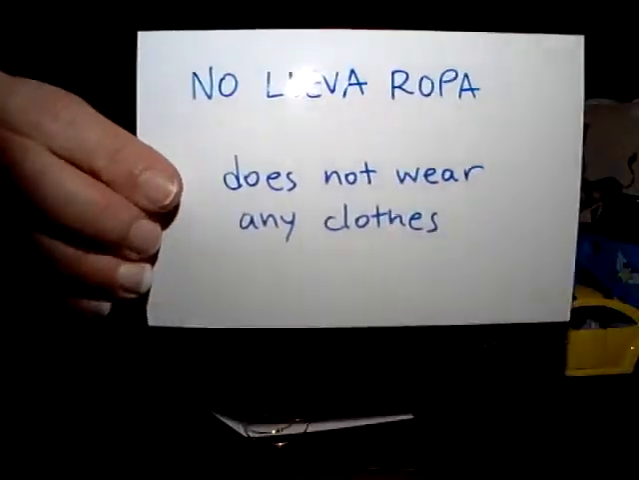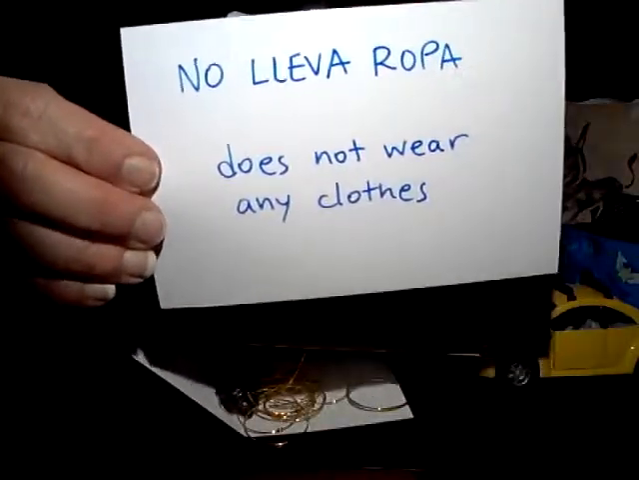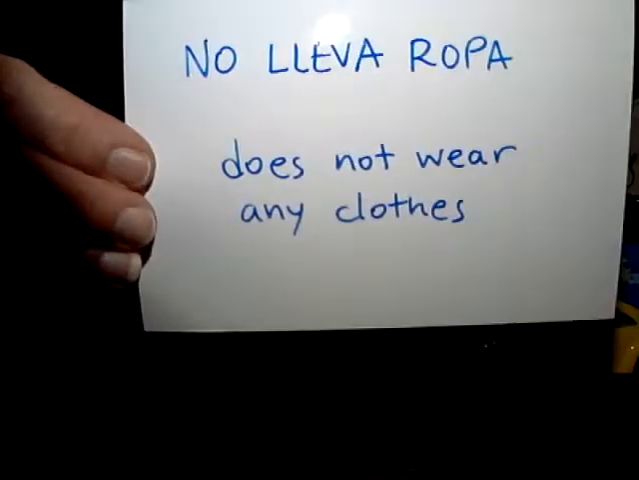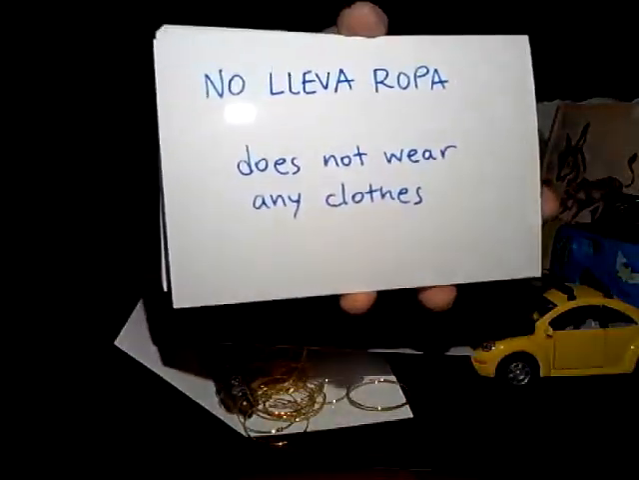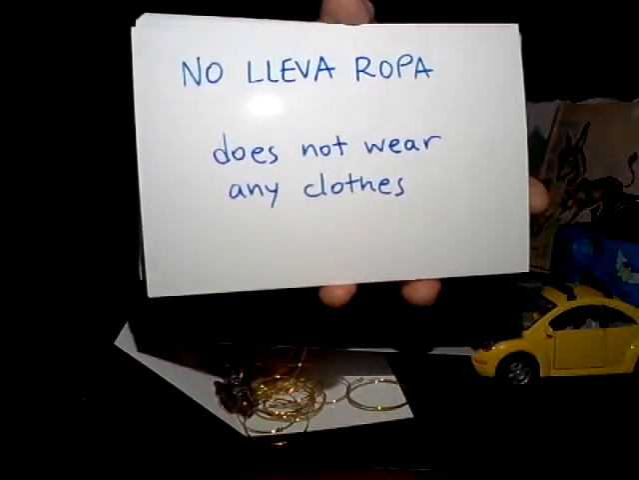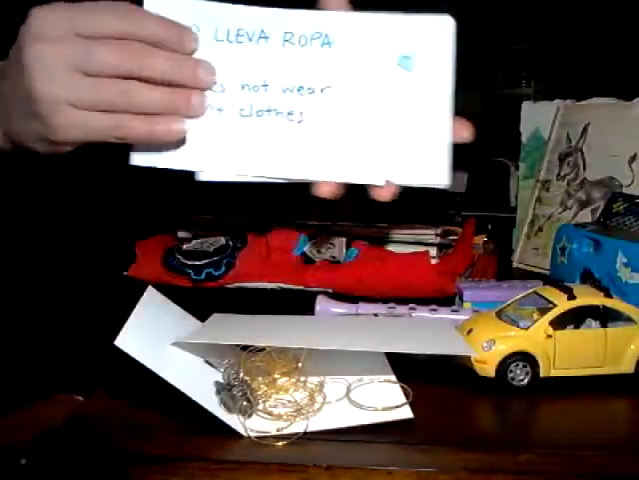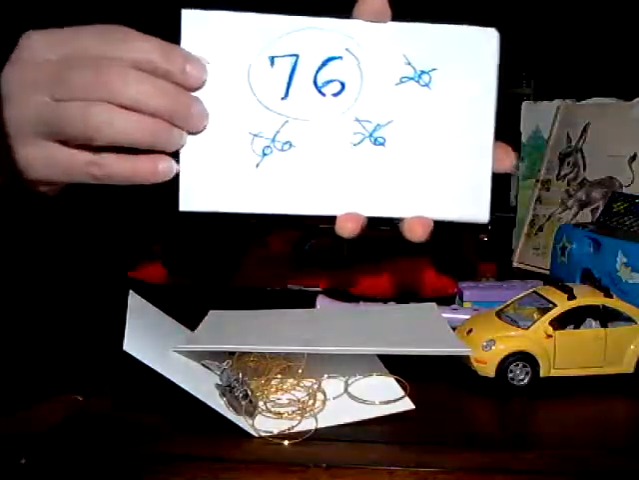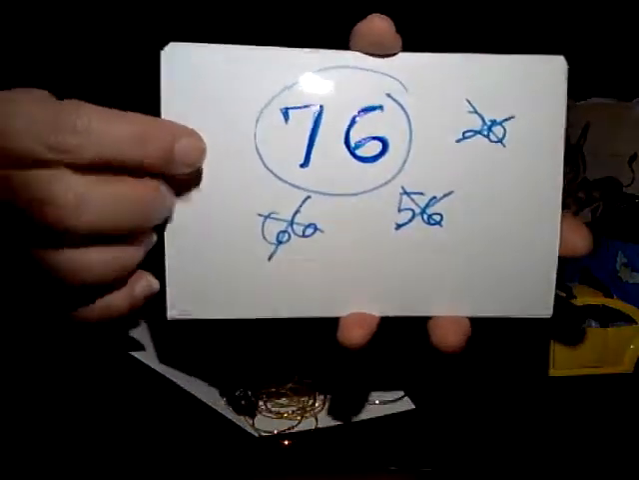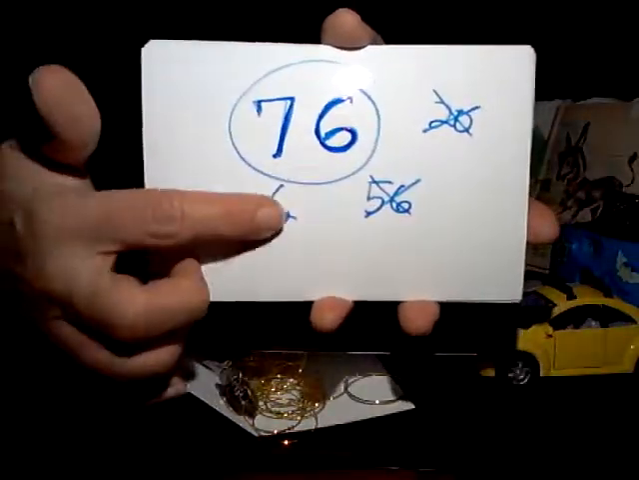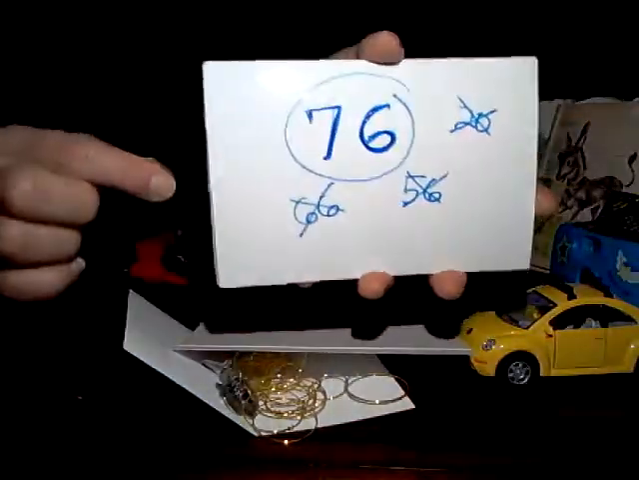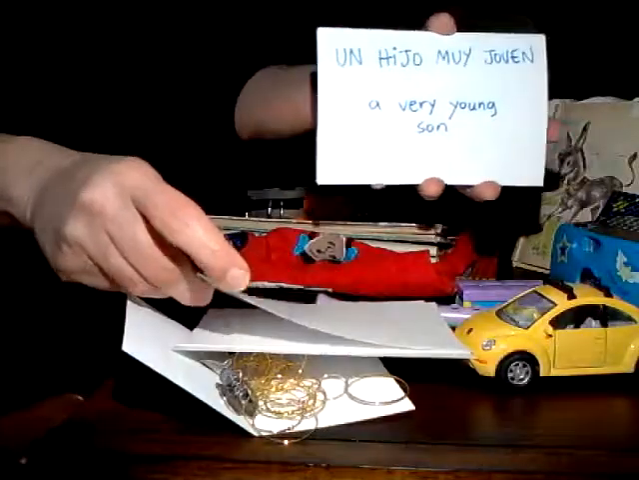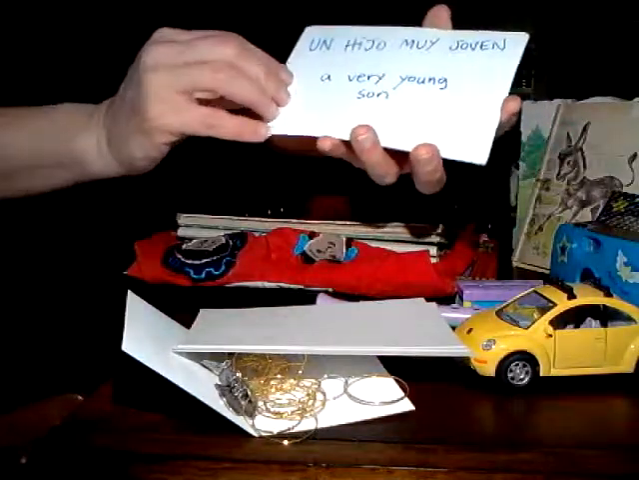But in this type of storytelling from Spanish into English, you could use a phrase that may be a little bit challenging for them, like no lleva ropa, does not wear any clothes, can be a good way. It's a good way to practice numbers. He is 76 years old. He's not 66. He's not 56. He is not 20. So you can have ideas of it is or it is not.